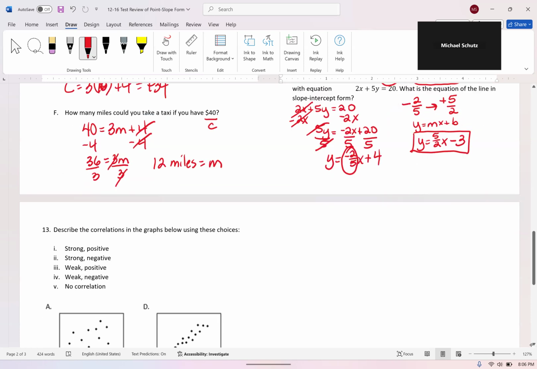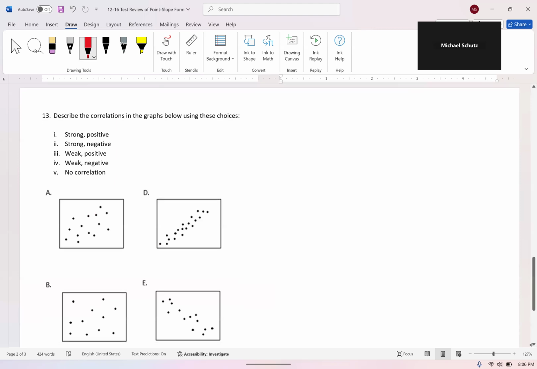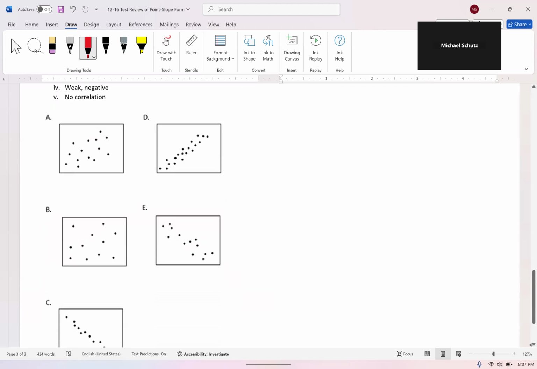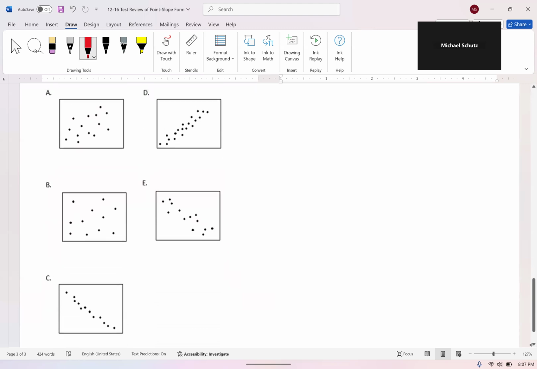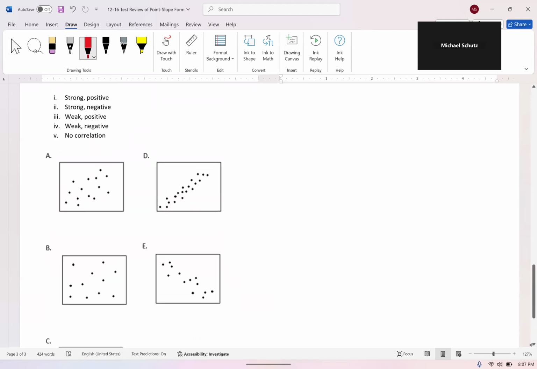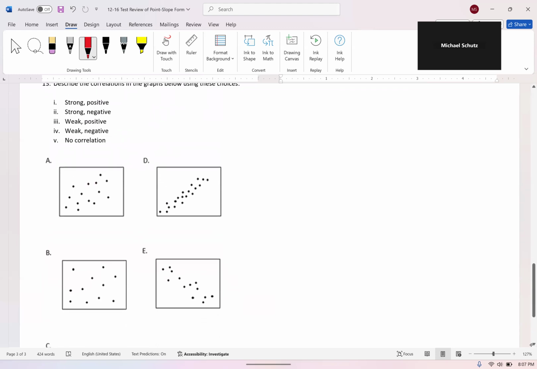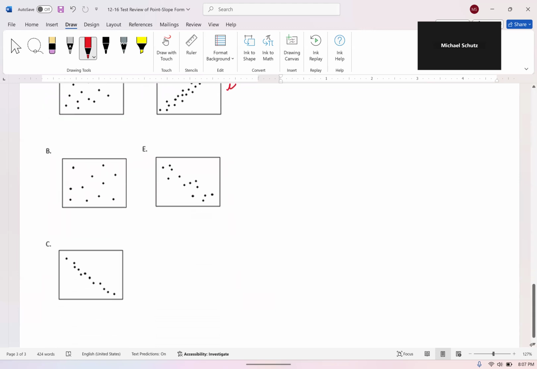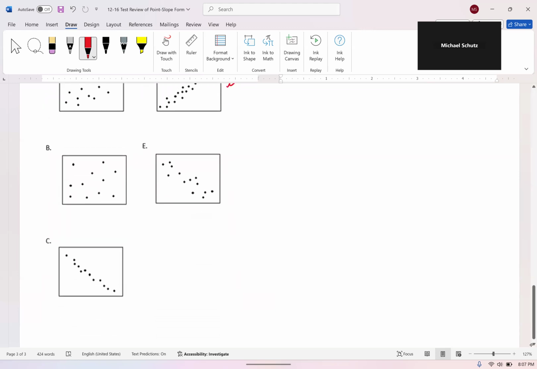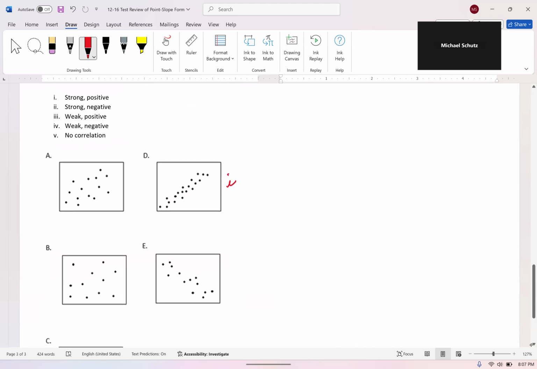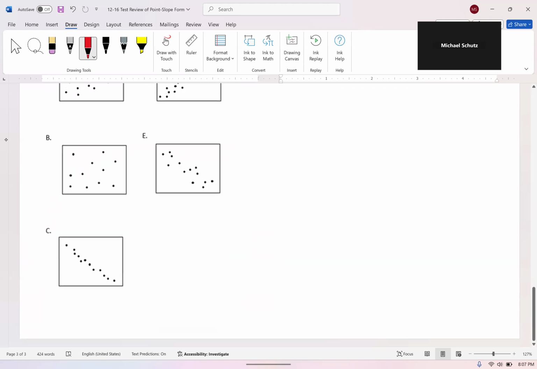All right, the very last thing on this review, we have to determine the type of correlation. So I'm looking at all of these problems and I'm seeing there's only two graphs where the dots are fairly close to each other. Those are the strong ones. D, they're close to each other and going up, so that is a strong positive. That is answer choice one. Whereas C is also very close to one another, but they're going down. So that is a strong negative. So C is answer choice two.